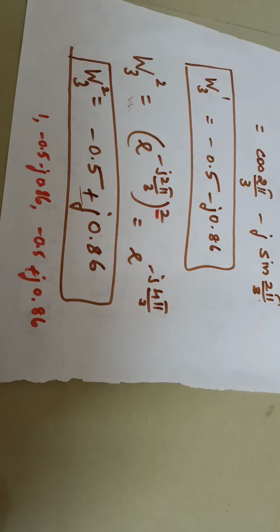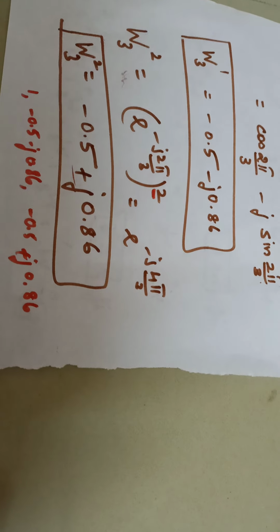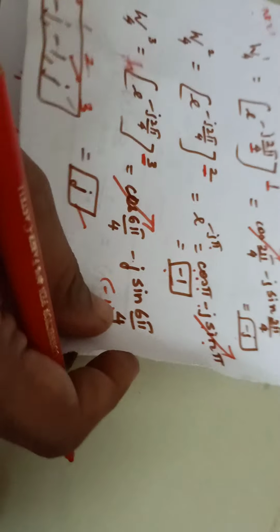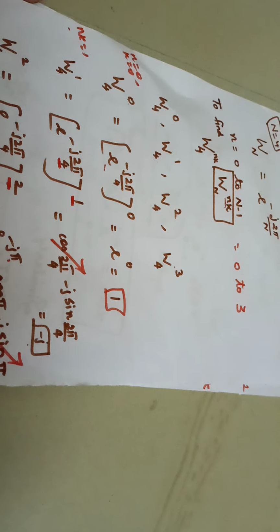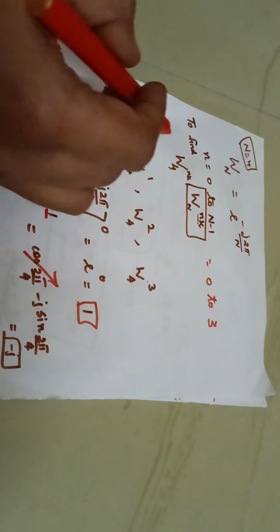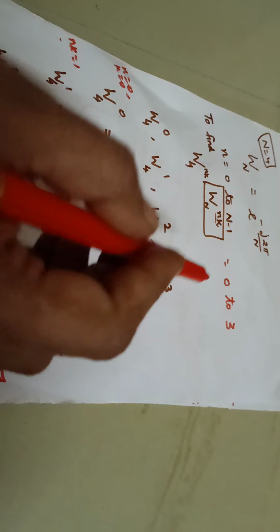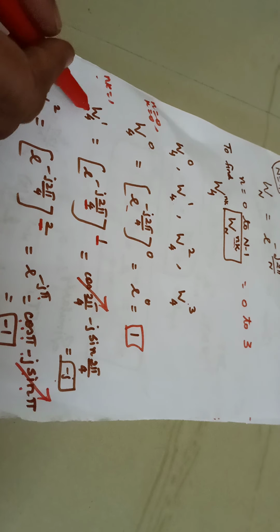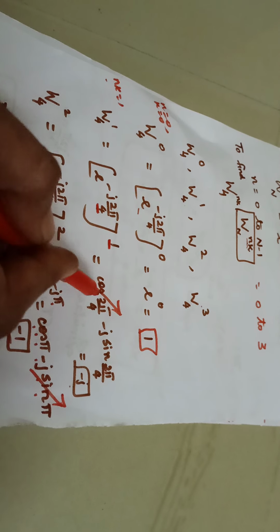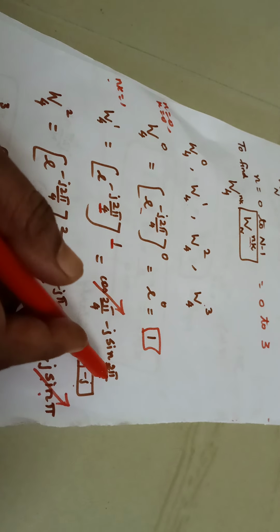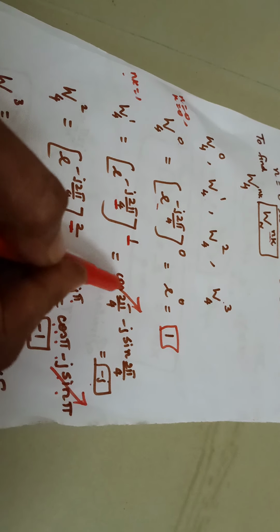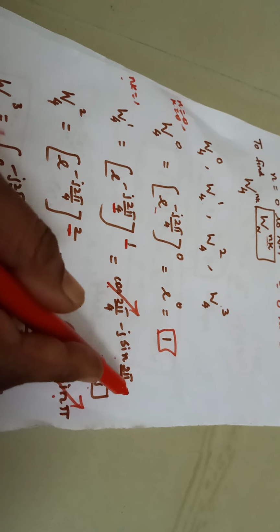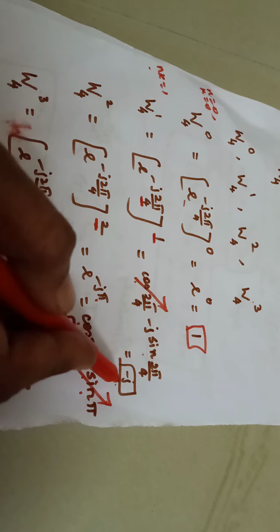The twiddle factor for n equal to 3. For n equal to 4, what are the values? W4 power 0 to 3. So W4 power 0 is 1. W4 power 1 is cos 2 pi by 4 minus j sin 2 pi by 4. Cos 2 pi by 4 is 0 and sin 2 pi by 4 is 1. So we'll get minus j.